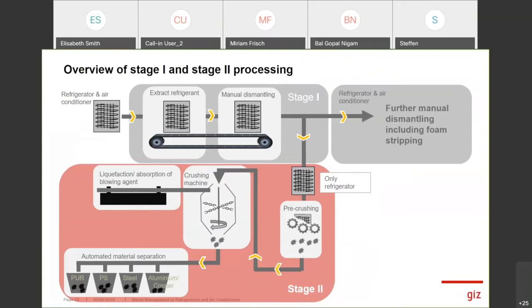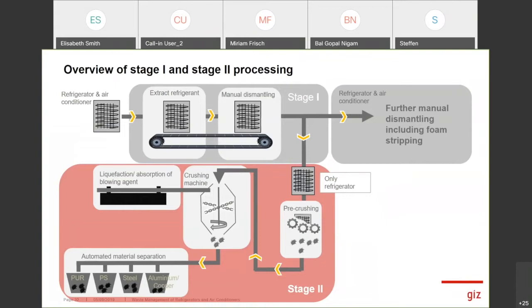What we presented here in this presentation is generally the stage 1, and it is the gray process on top. It is the processing of refrigerators and air conditioners: extract refrigerant, manual dismantling, and then further dismantling, including foam stripping.